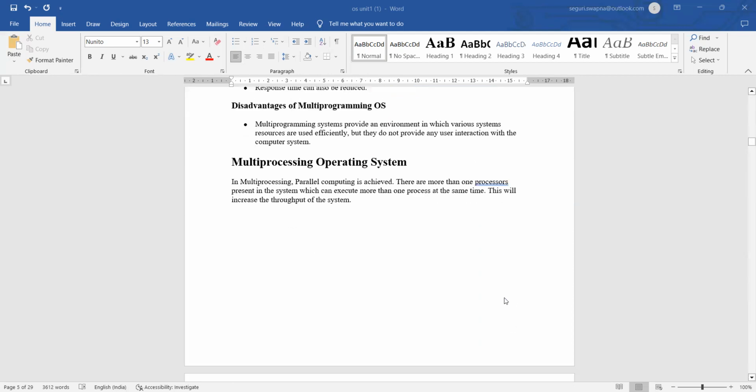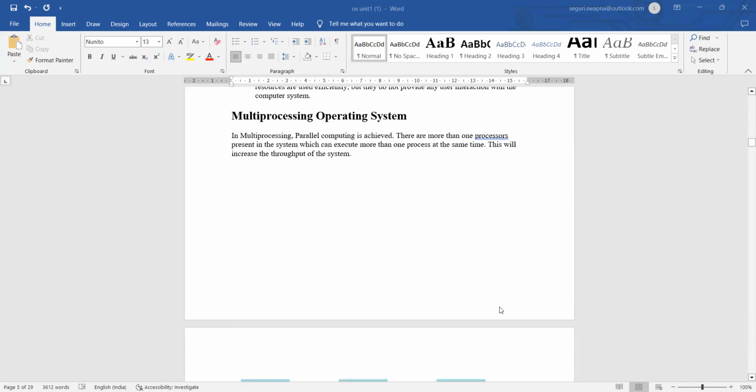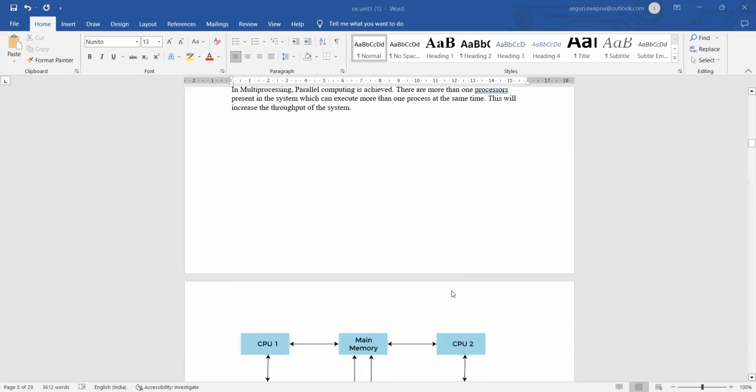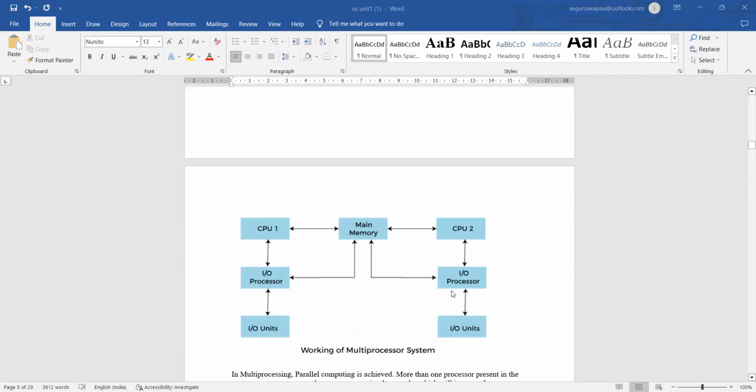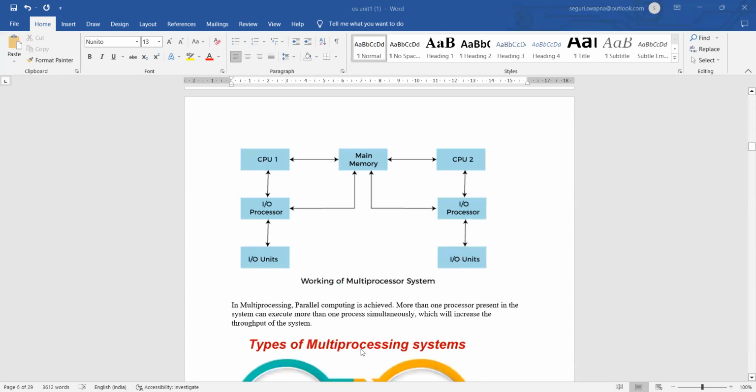So next we have the multi-processing operating system, which is also called parallel computing. This multiprocessor operating system can execute more than one process at the same time. Here, as you can see, the multiprocessor CPU has multiple processors which execute multiple programs at a time, simultaneously, using these different processors.